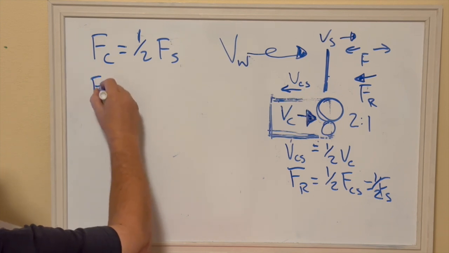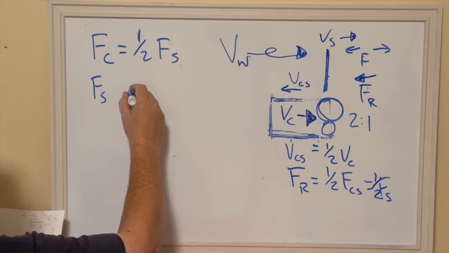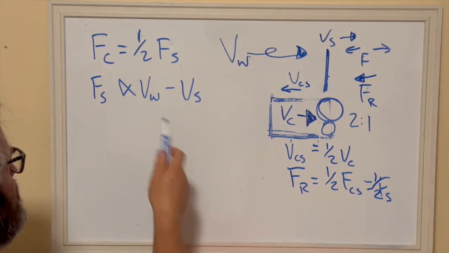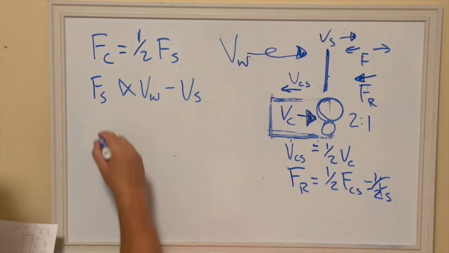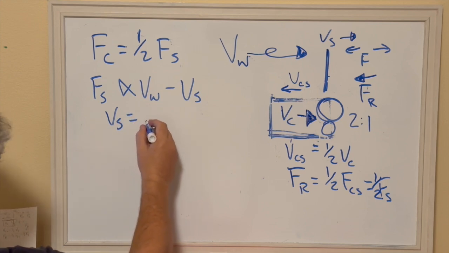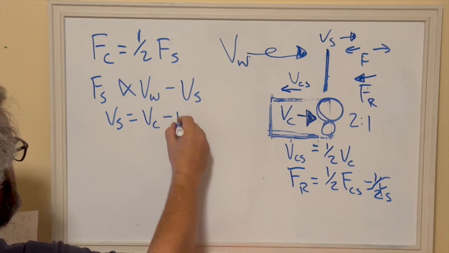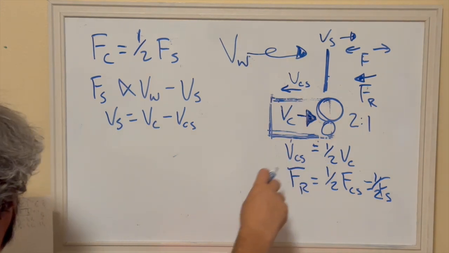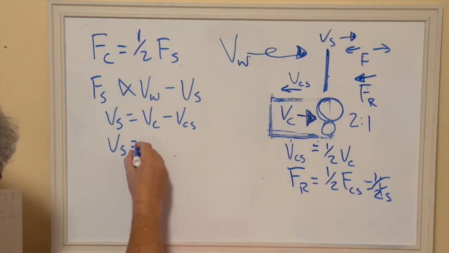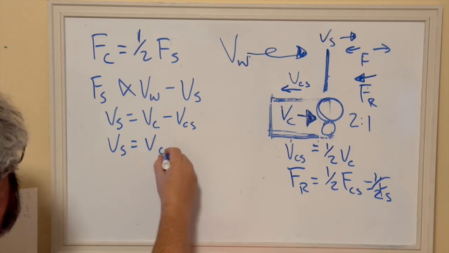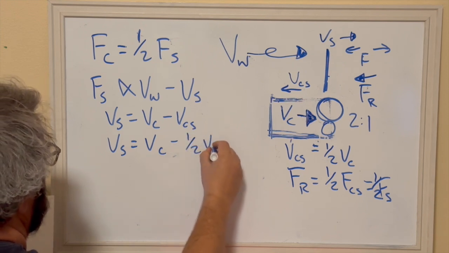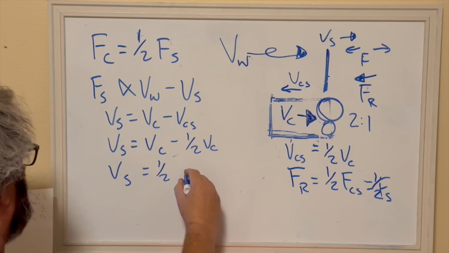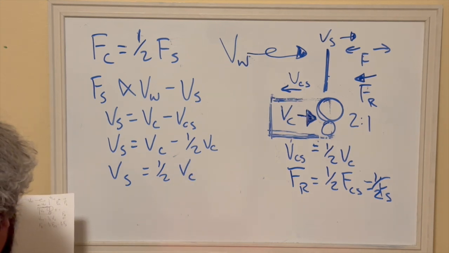And we know that the force on the sail is proportional to the velocity of the wind minus the velocity of the sail. So the difference between the two is the force on the sail. So if the velocity of the sail is equal to the velocity of the vehicle minus the velocity of the sail on the vehicle, well, we know back from here that that means that the velocity of the sail is going to be equal to the velocity of the vehicle minus 1/2 the velocity of the vehicle. So that means the velocity of the sail is going to equal 1/2 the velocity of the vehicle.